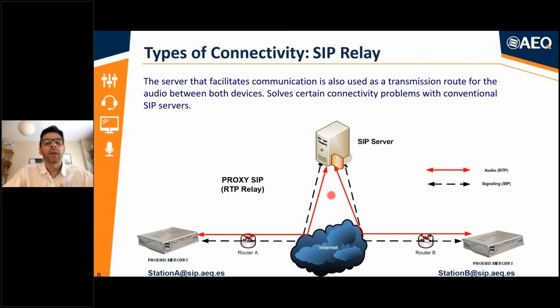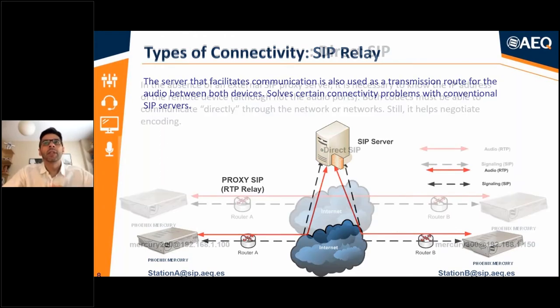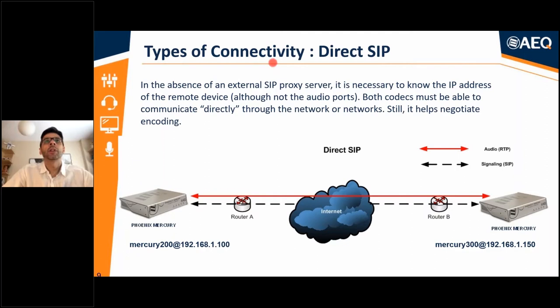The user may find that the communication cannot be properly established, or maybe in one of the directions it doesn't work, etc. So in this case, we can choose an RTP relay server that solves all these problems, and the communication is established properly. In the next slide, we will explain, just for the sake of completion, the last variation of SIP that doesn't rely on an external server.